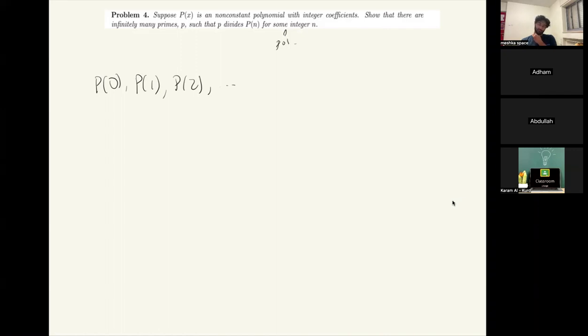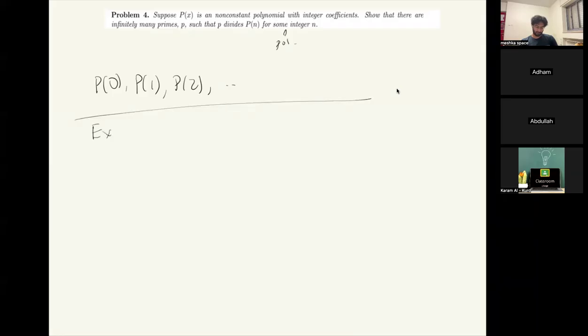I didn't actually get this question. What are we supposed to show? Are we supposed to show there is one n for which P is divisible by all of them? No, I'm saying there are infinitely many primes that don't divide the polynomial overall, that divide just one term in the sequence. So let's do an example.